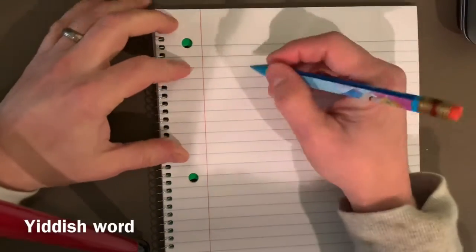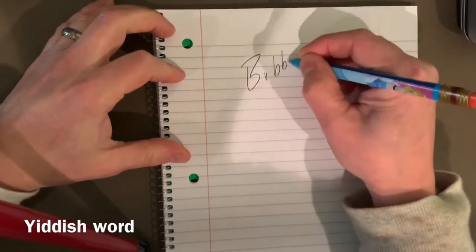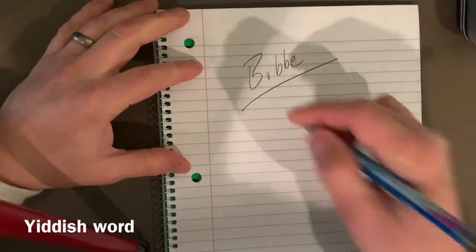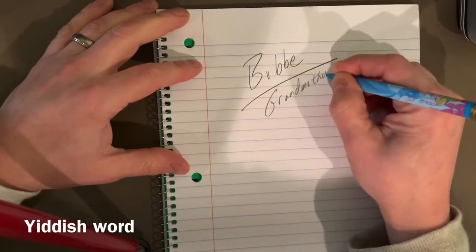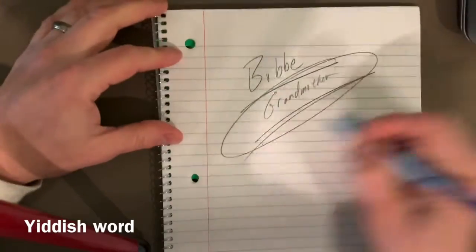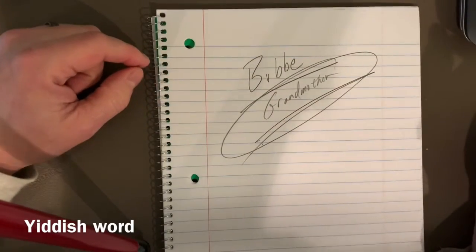So the Yiddish word for this week is bubby. And bubby is another word for grandmother. And hopefully your grandmother or bubby approves of the quadratic formula.